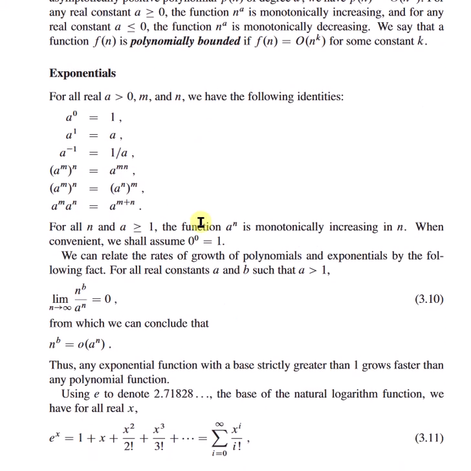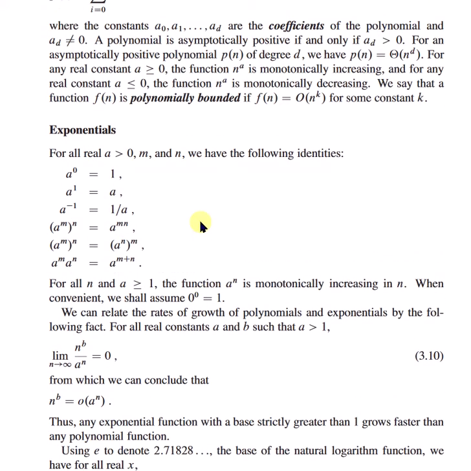For all real a greater than 0, what they are trying to tell here is monotonically increasing. Let us take a real constant a equal to 5. 2 to the power 5 is less than 3 to the power 5, which is less than 4 to the power 5. It is monotonically increasing.